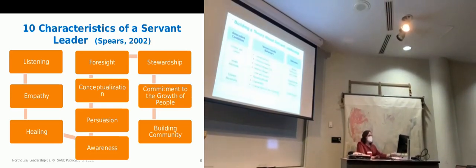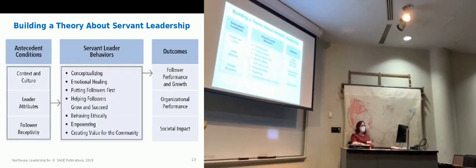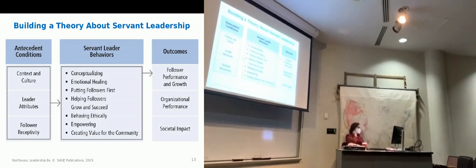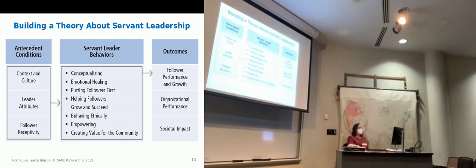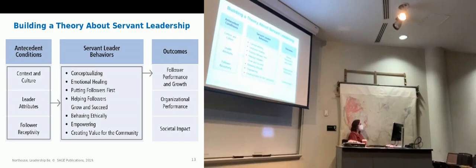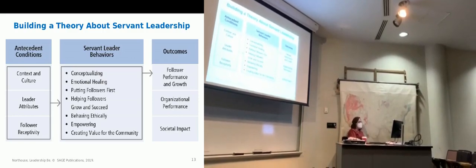The last thing that I want to point out is how this idea of servant leadership has become a theory. We've developed this model so that when we go into an organization or a group of people and see these things, we can predict whether it's happening or assess at what level it's happening. When we say something is antecedent conditions, we're saying these are things that need to be considered before you start looking at the behaviors of people. So you've got to understand the context and culture of an organization. You do need to know some of the attributes of the leader.